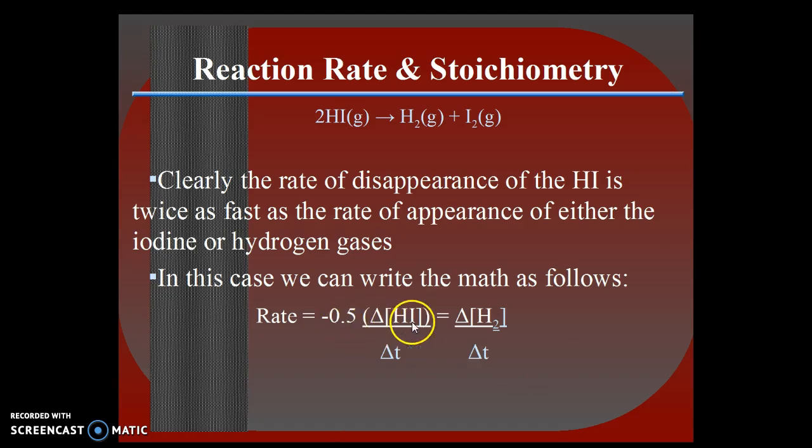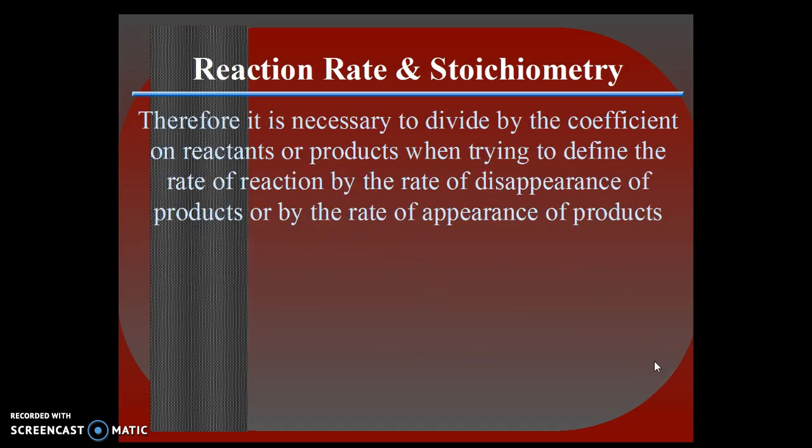The rate is minus 0.5 times the rate of disappearance of hydrogen iodide, and it's equal to the rate of appearance of the hydrogen gas. So it's necessary in all cases to divide by the coefficient on the reactants or the products when trying to define the rate of reaction by the rate of disappearance of reactants or the rate of appearance of products.